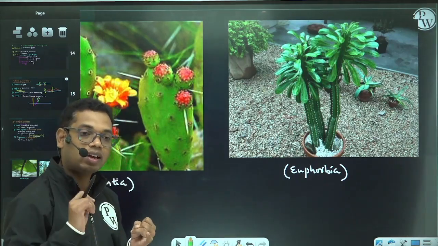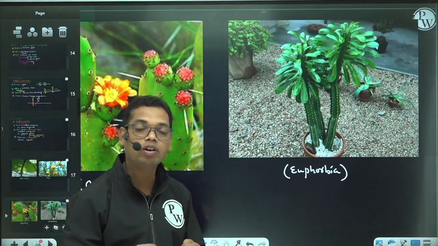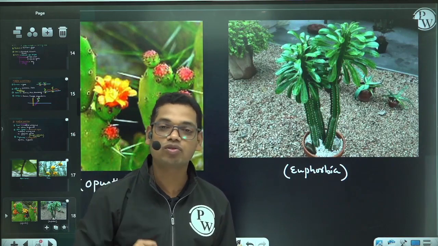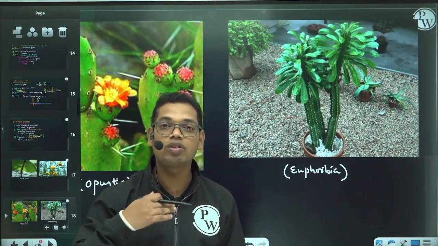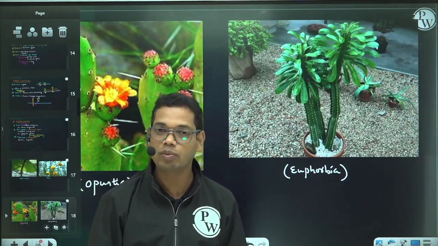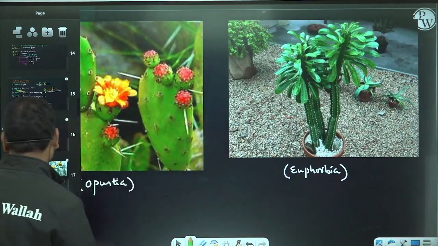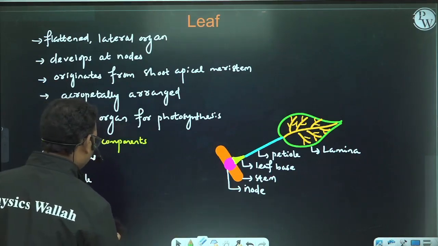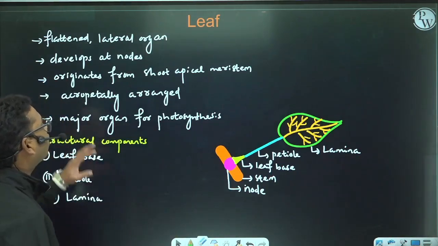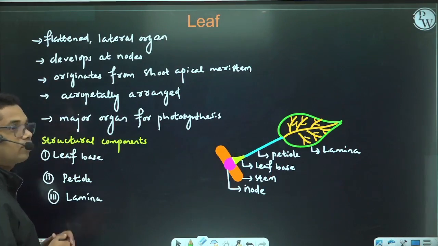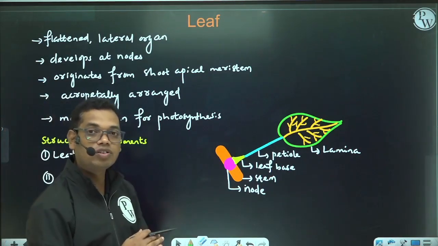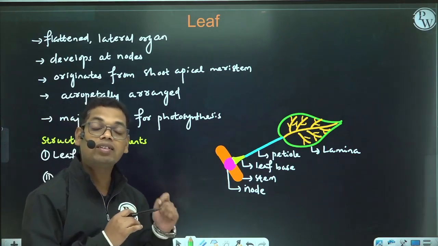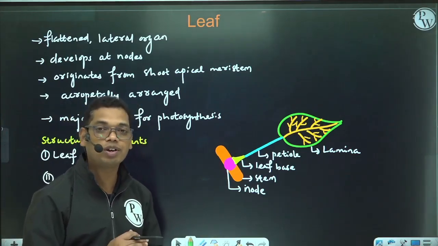Remember one thing, I have already told you, but let me repeat that point. All the modified underground stems are perennating structures. They allow the plant to survive harsh or unfavorable conditions. Now let us talk about the third vegetative organ of the plant, and that organ is leaf. Which organ? Leaf. Leaf is normally a lateral structure, and it develops from the node and originates from the shoot apical meristem.